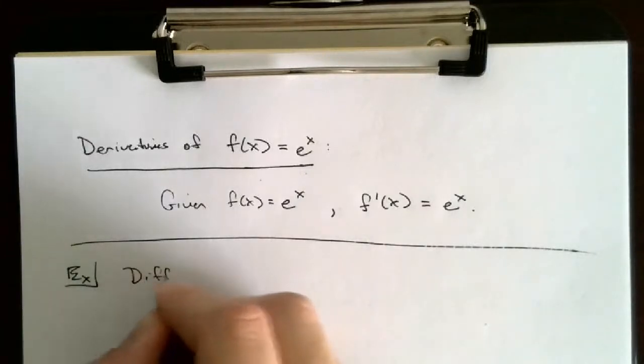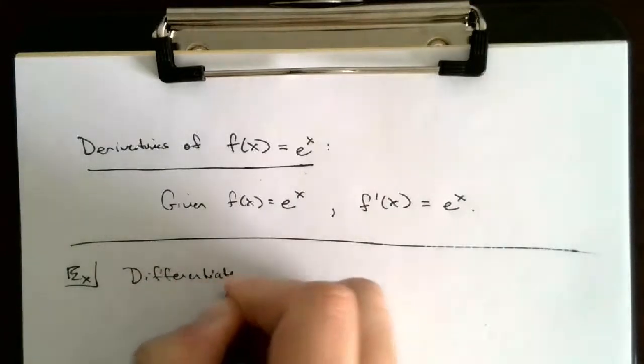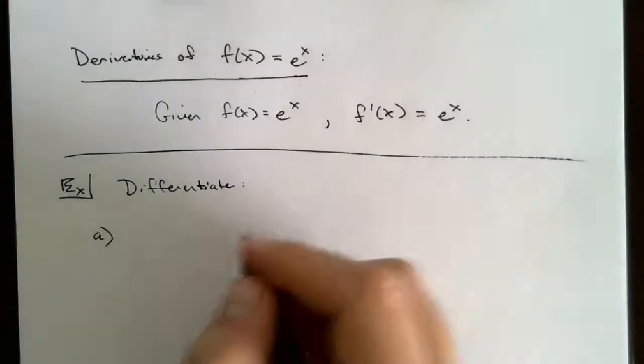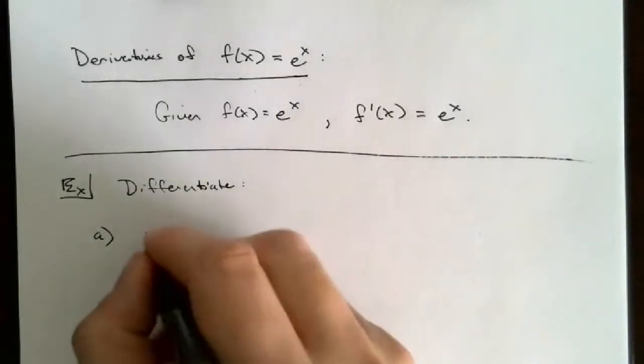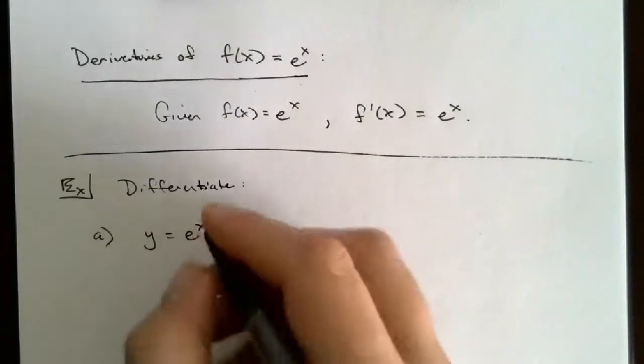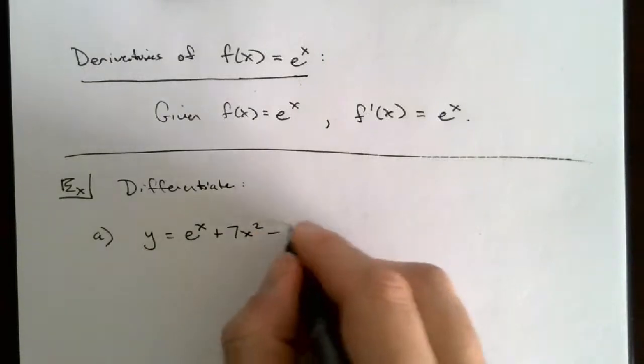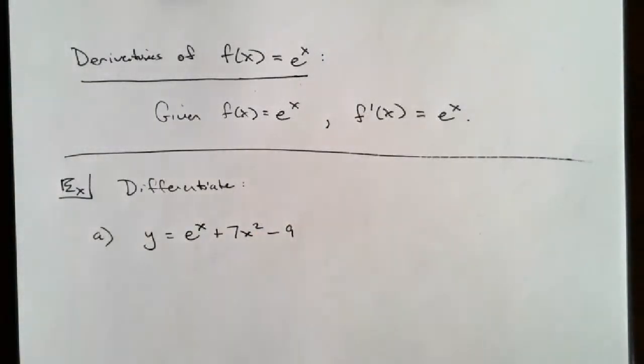So if I said to differentiate, remember that means take the derivative of, let's look at this first one here. We'll say we have y equals e to the x plus 7x squared minus 9. So when you're going to take the derivative here, you first should see if there's anything you need to rewrite. If you didn't have x to a power and you had roots in there, or x is in the denominator, you'd want to probably rewrite this. But each of these terms is okay to be differentiated right now.